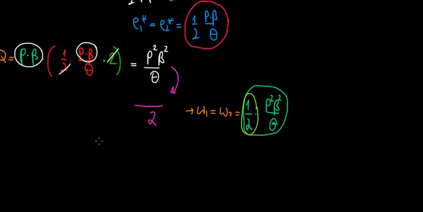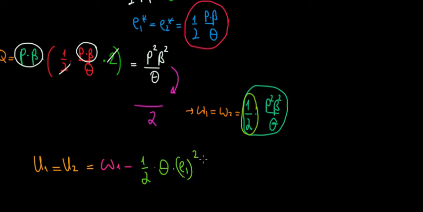It is the difference between the income and the cost of effort. So the utility of the first guy, which is going to be the same as the utility of the second guy, is the difference between his wage, so wage minus the cost of effort, and the cost of effort is 1/2 theta times the effort of this guy to the power of 2. Now it's a matter of substitution because we found everything.